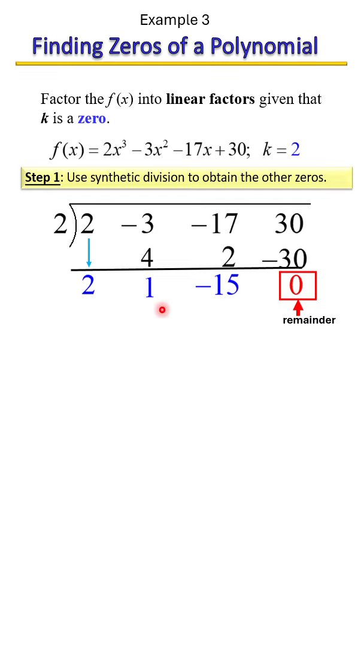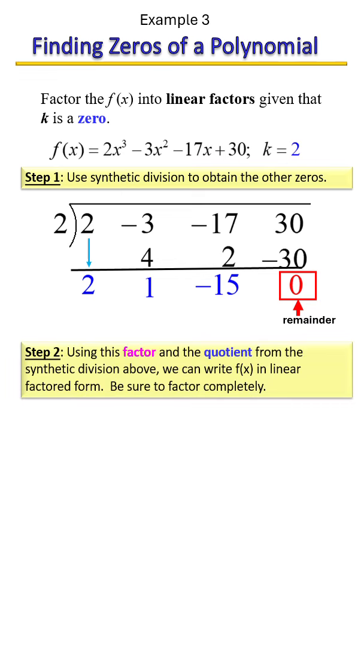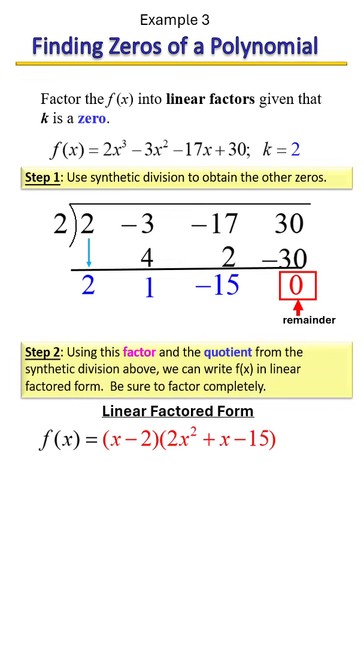This is what we're after, this part in blue, the quotient. So let's go ahead and write our answer, 1 degree less than the original polynomial. So that would be degree 2, degree 1, and your constant. So we have that along with our zero of 2, writing it in linear factor form, it would be x minus 2.